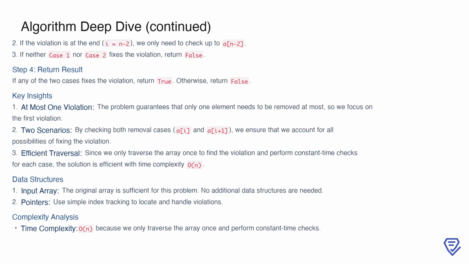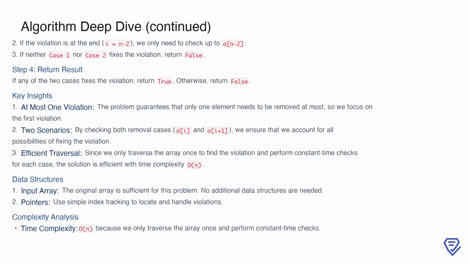This simplifies the checks since the removal of an element near the boundaries has fewer constraints to consider. After evaluating both removal scenarios, if neither resolves the violation, we return false because the array cannot be made strictly increasing by removing just one element. On the other hand, if either case successfully fixes the violation, we return true.